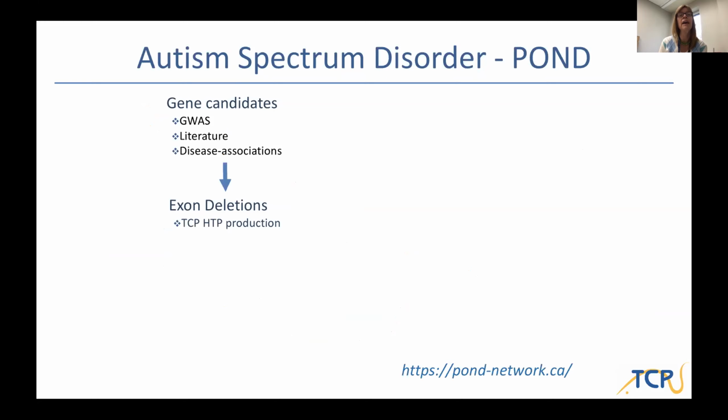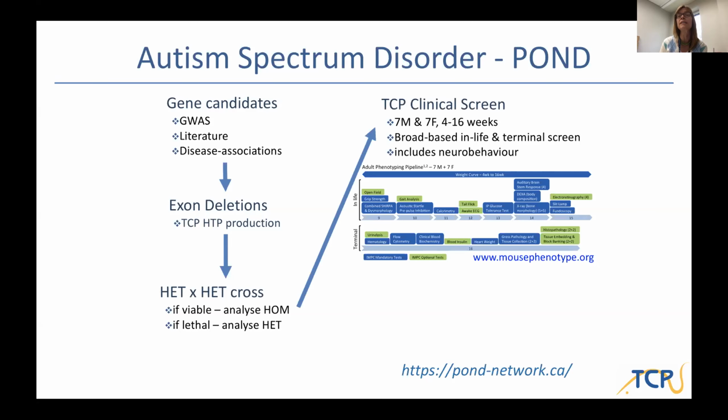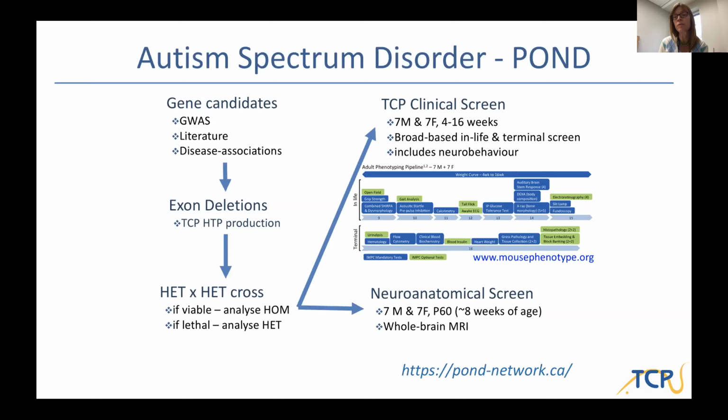Then we produced the exon deletions at our high throughput production center. And then we did heterozygous by heterozygous crosses. And if they were viable, we analyzed the homozygotes, as I mentioned, through our clinical screen. And if they were lethal, we analyzed heterozygotes. At the same time, with funding from POND, we produced a second cohort of animals that went through their neuroanatomical screen, which is essentially whole brain MRI of 8-week-old mouse brains.